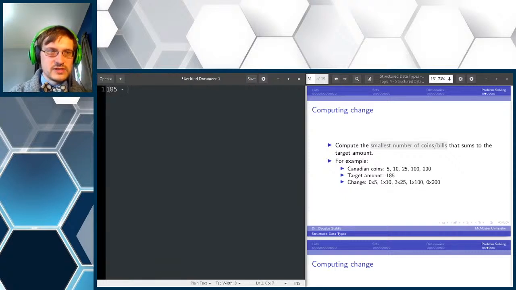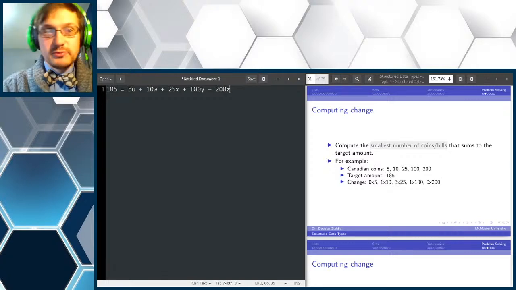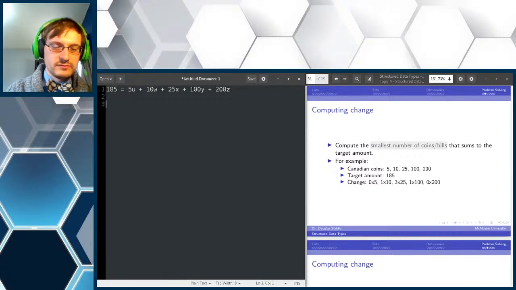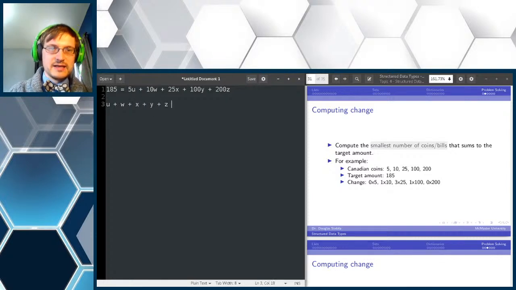So it would be something like 185 is equal to 5x plus 10y, or I should start lower, shouldn't I? u times 1 plus w times 10 plus 25x plus 100y plus 200z. Basically, the question is, in algebraic terms, solve for u, w, x, y, and z such that the sum u plus w plus x plus y plus z is minimized.